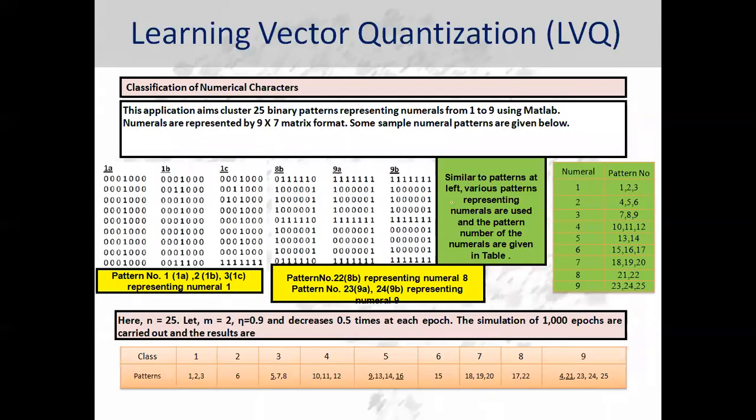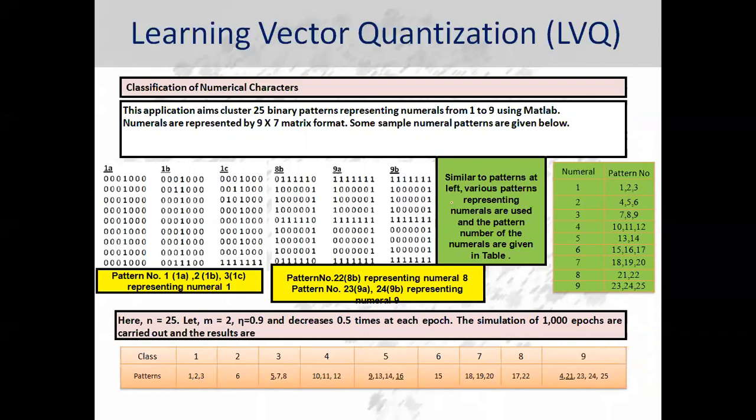Let us also go through the other application. In this, what we want to have is that there are 9 digits, ranging from 1 to 9, which are written by different persons, different learners, in different styles also. So we collected 25 such patterns which were written in a grid of 9 by 7. It means 9 rows and 7 columns were there.